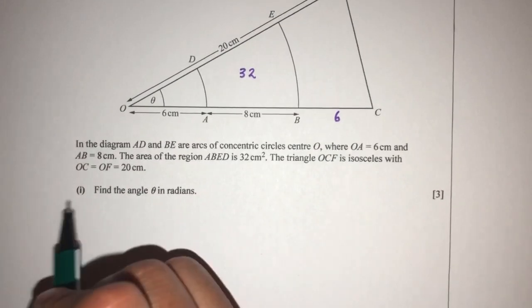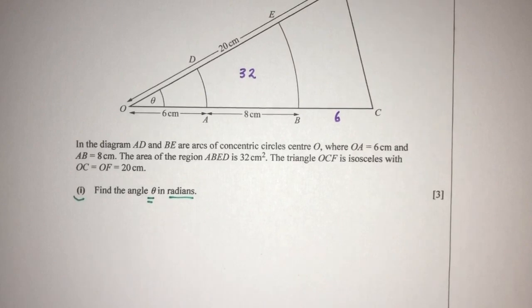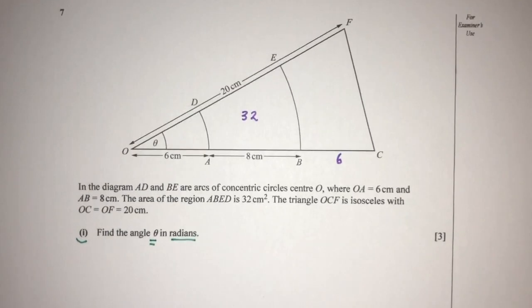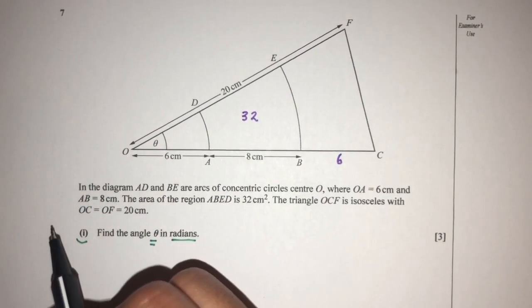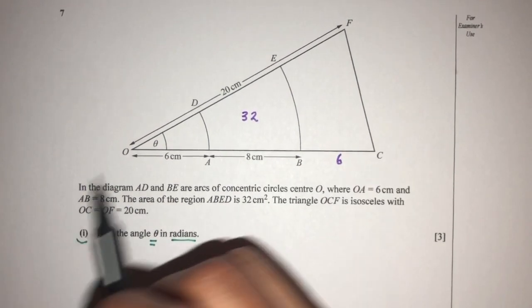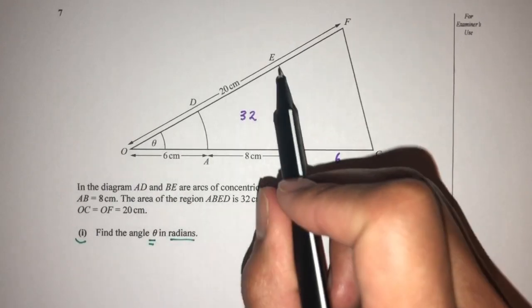Now for part 1, we have to find the angle in radians. So how can you find the angle? Let's see, what can we use to find that? The only thing I can use, from what I can see, is the area to find that angle. Okay. So let's see how you would find that value. How would you find this area? We have to look at two shapes here. To find this area, we have to first find the big area of OBE.